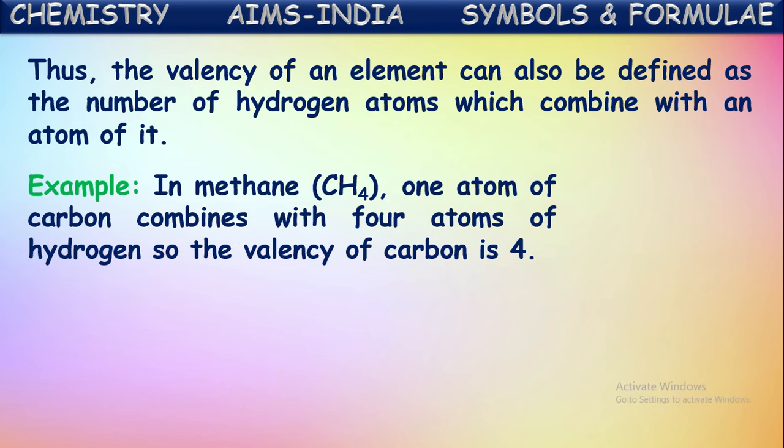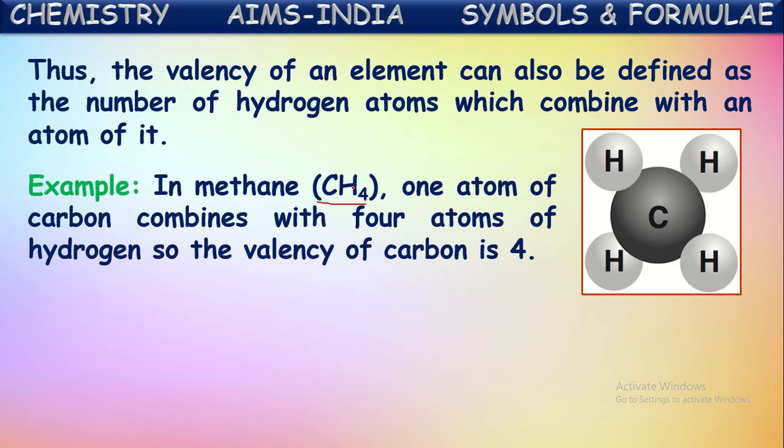In the methane molecule, methane is one of the chemical substances with the molecular formula CH4, meaning one carbon atom is combined with four hydrogen atoms. So we can say in the methane molecule, one atom of carbon combines with four atoms of hydrogen. What we defined here, valency in terms of hydrogen, is the number of hydrogen atoms which combine with one atom of that element. With one atom of carbon, four hydrogen atoms are combined in the formation of the methane molecule.